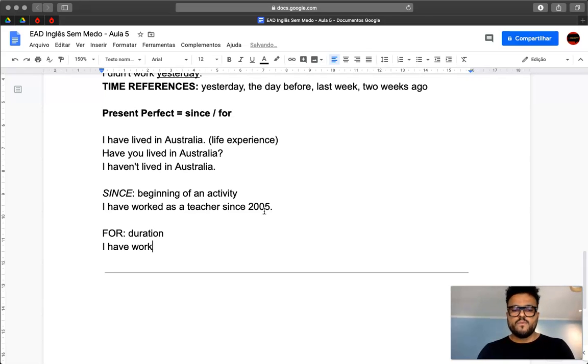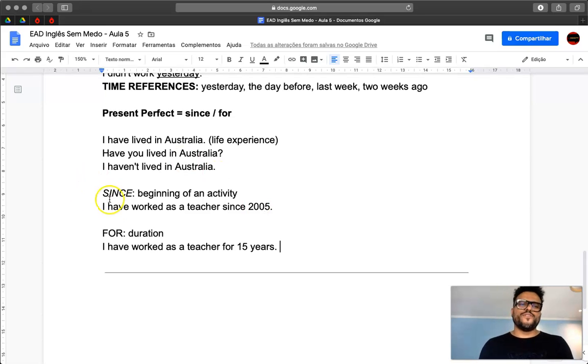I have worked as a teacher for 20 years. 15 years, sorry. I'm not good with numbers, right? So for, we're describing the duration of an activity. Basically both are the same. It's just how I put it in a sentence. Since is describing the beginning of an activity, and for is describing the duration of the activity.